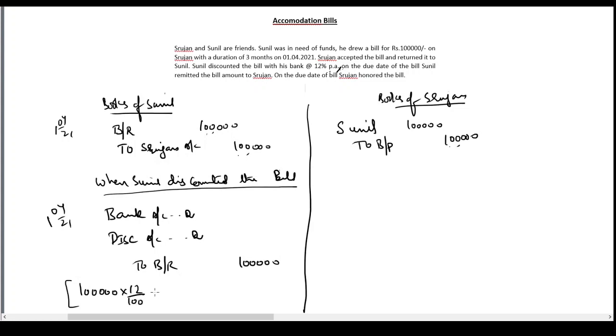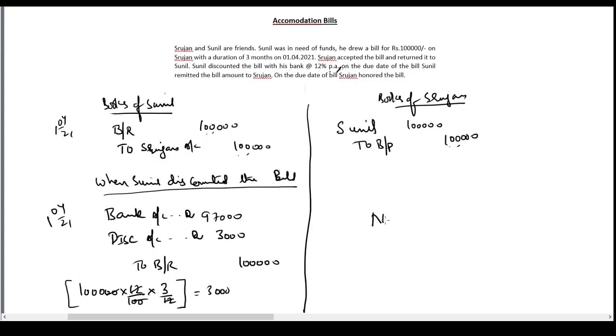12% is the interest being charged by the bank, and this bill is for a duration of 3 months. So the bank will charge interest at the rate of 12% for 3 months. So the amount of interest is rupees 3000. So the bank will deduct 3000 rupees as discount and he will get the balance amount, 97,000, deposited in his bank account. So bank account will be debited.